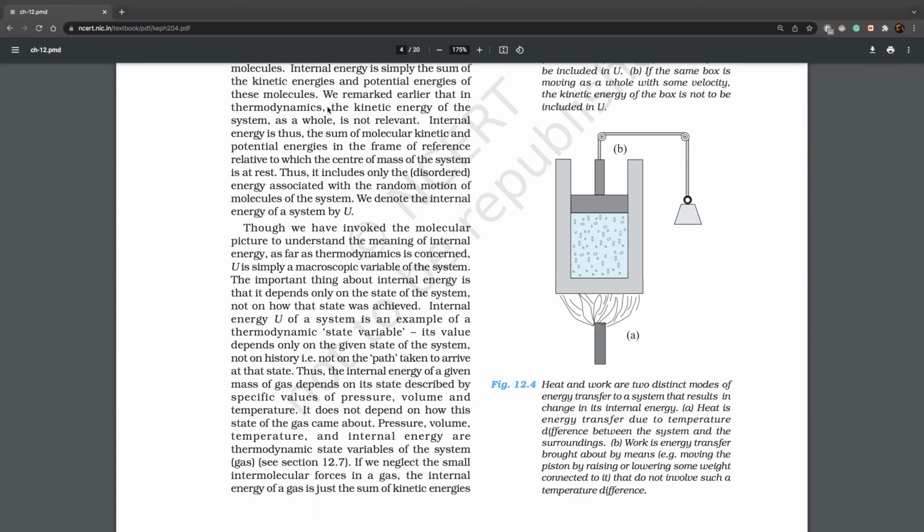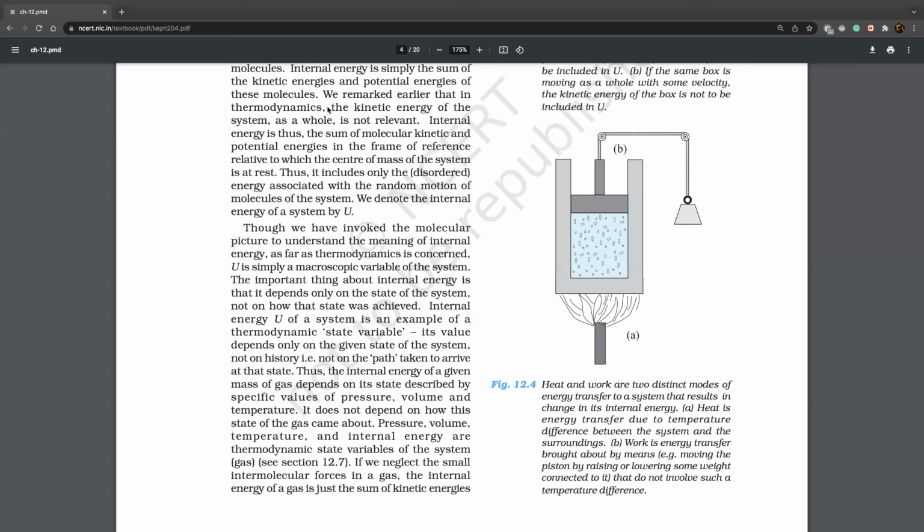So what it means is, let's say we have a thermodynamic system and it goes through a certain process, which we will learn about later, like adiabatic or whatever. So this thermodynamic system goes from state A to state B, for example.